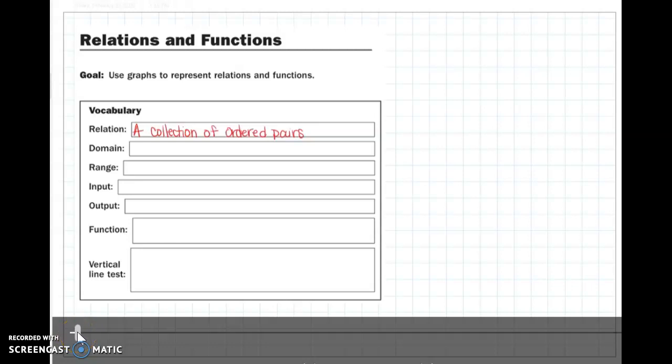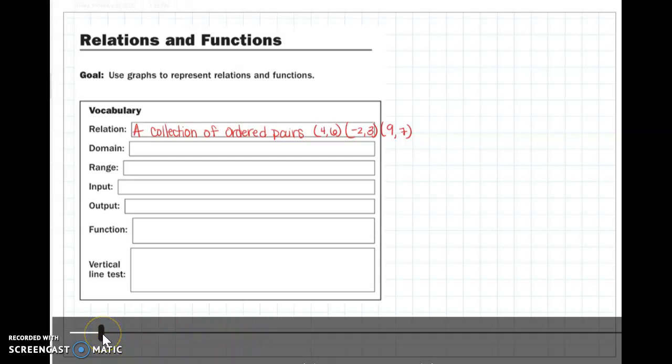So, for example, we have (4, 6), (negative 2, 3), and (9, 7). Those are the 3 ordered pair examples that we're going to use. These are just ordered pairs. X, Y, X, Y, X, Y.